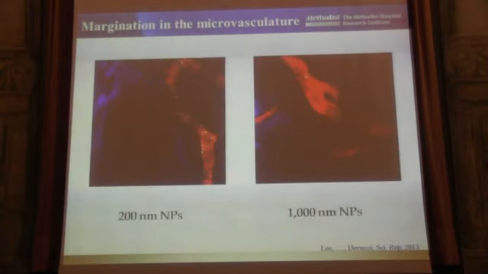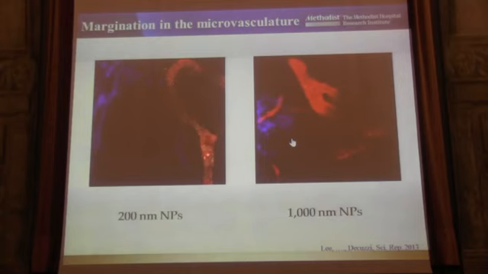If you don't believe it, there are also a couple of movies. Let's see if they start, both of them. 200 nanometers, 1 micron. Look at the 1 micron. They are really following the vessels. They are not mixing themselves with the red blood cells. So they are continuously exposed to the vessel walls.